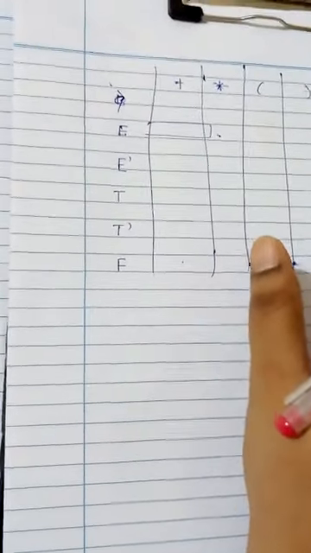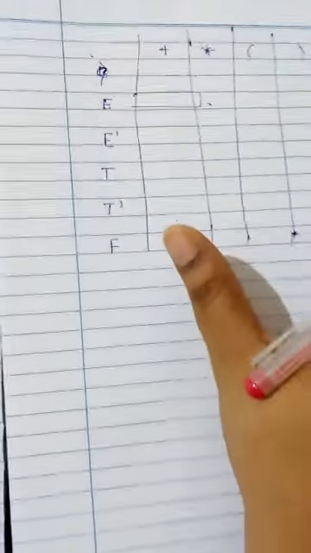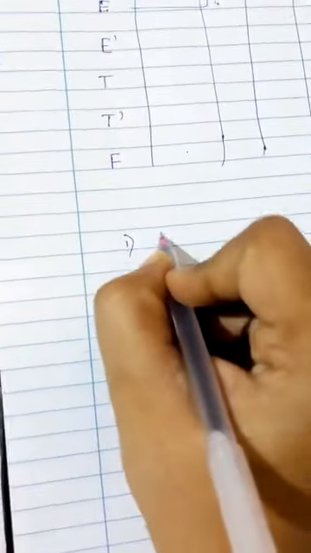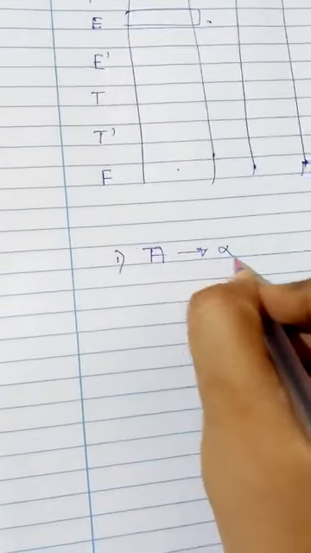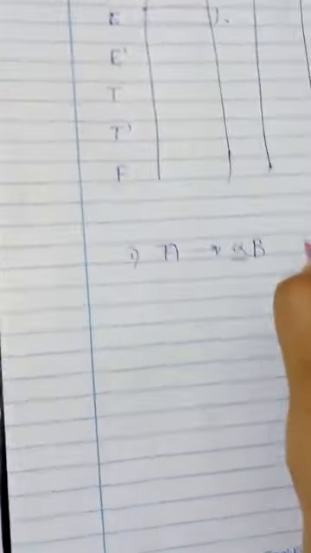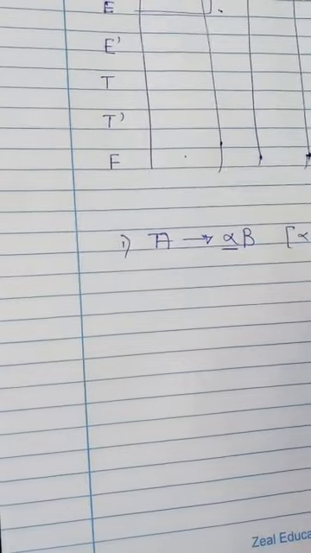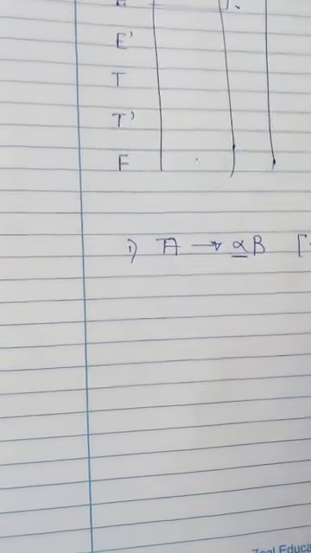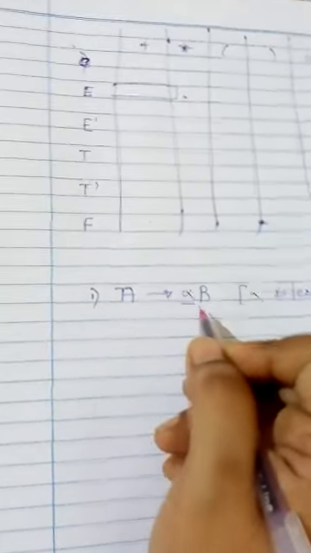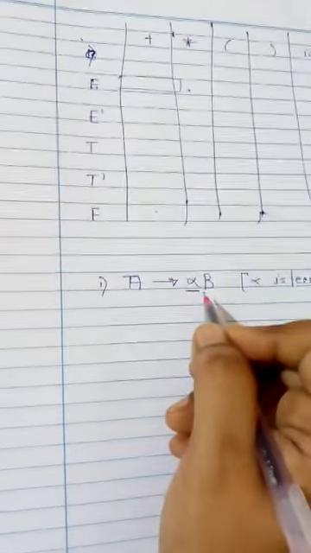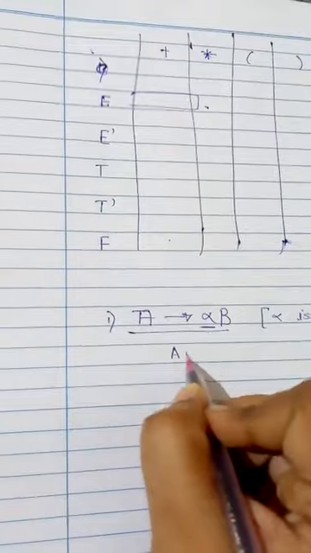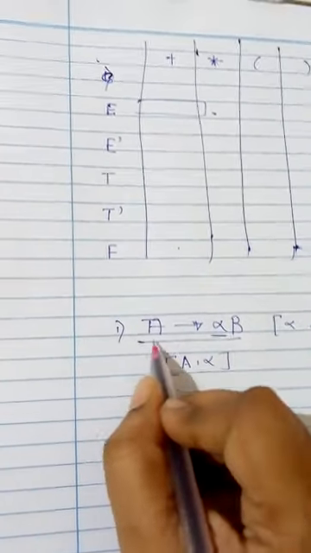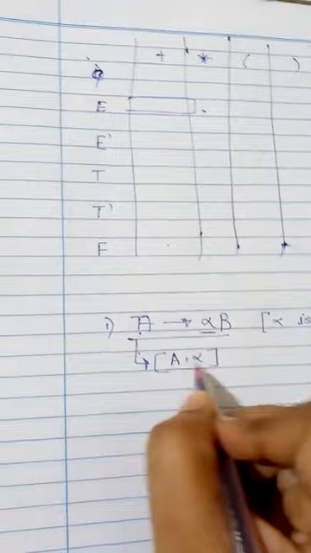Now which production rule do we need to add? The first rule says, if you have a production rule, let's say A gives alpha B, where alpha is a terminal, then you have to directly add this production rule in the cell value A comma alpha. Okay, add this production rule in the cell A comma alpha.